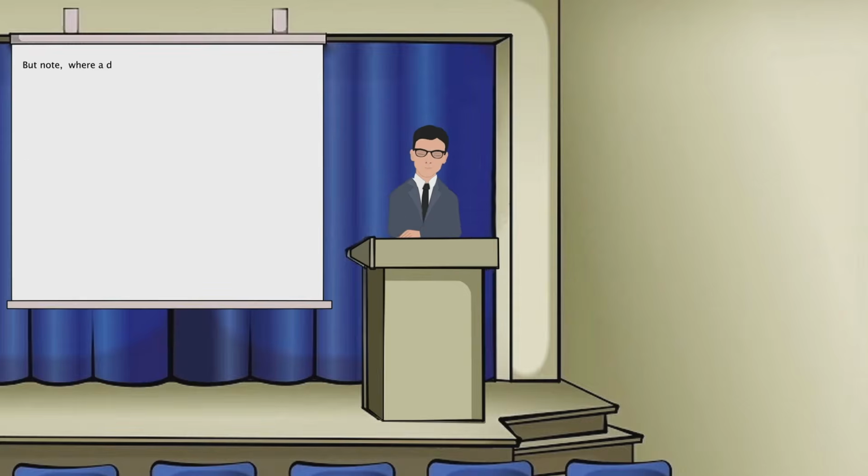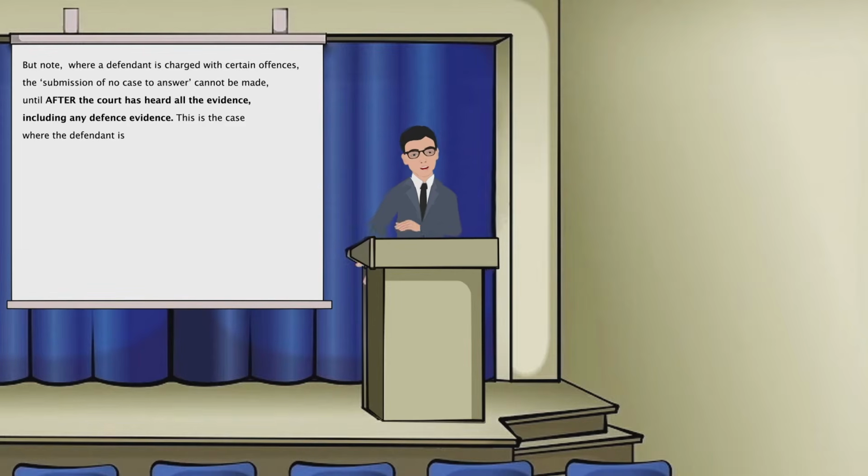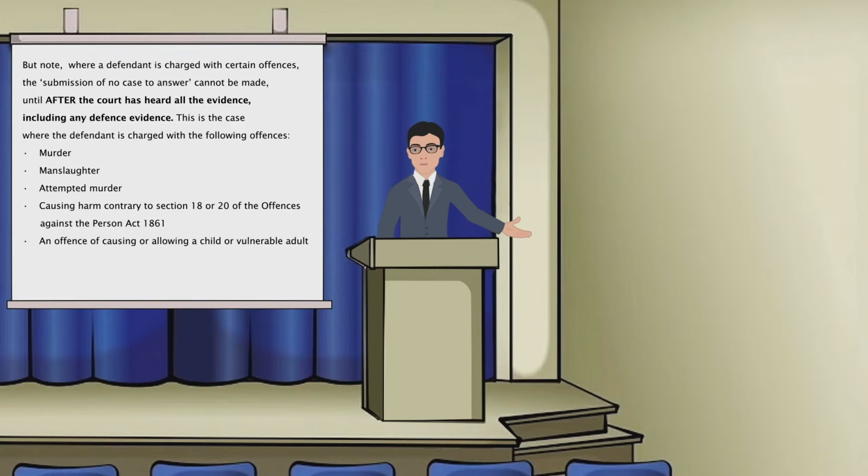But note, where a defendant is charged with certain offences, the submission of no case to answer cannot be made until after the court has heard all the evidence, including any defence evidence. This is the case where the defendant is charged with the following offences: murder, manslaughter, attempted murder, causing harm contrary to Section 18 or 20 of the Offences Against the Person Act 1861, an offence of causing or allowing a child or vulnerable adult to die or to suffer serious physical harm contrary to Section 5 of the Domestic Violence, Crime and Victims Act 2004.